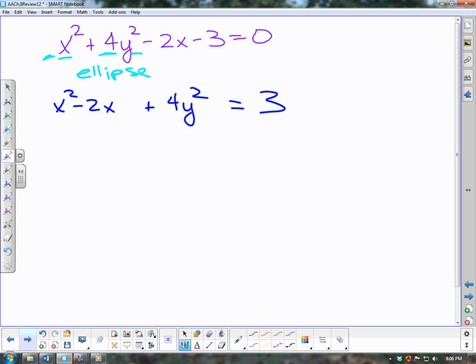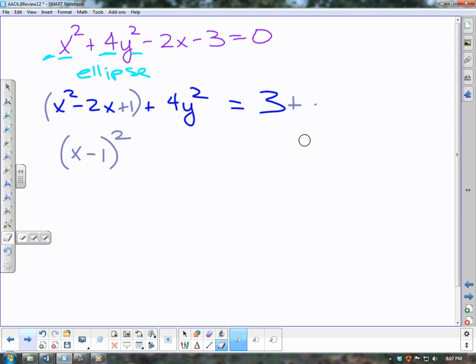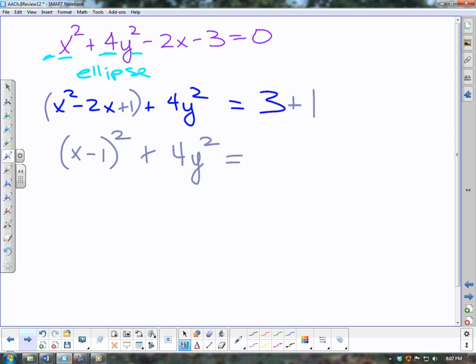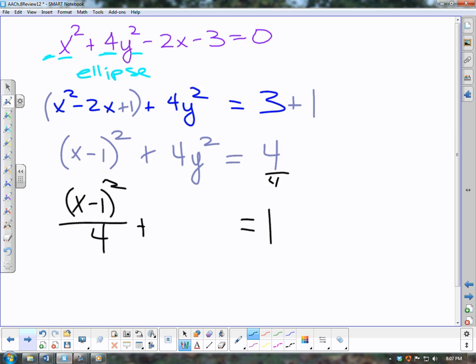Now then, completing the square here would be x minus 1 squared. And what you had to add is a 1 there, so we have to add 1 over here. Let's try that again. Add 1. This one we don't have to do anything because there's nothing to complete, so it's just 4y squared, and that equals 4. Then to get it by itself, divide by 4, and you get 1. And you have x minus 1 squared over 4 plus y squared over 1 equals 1.